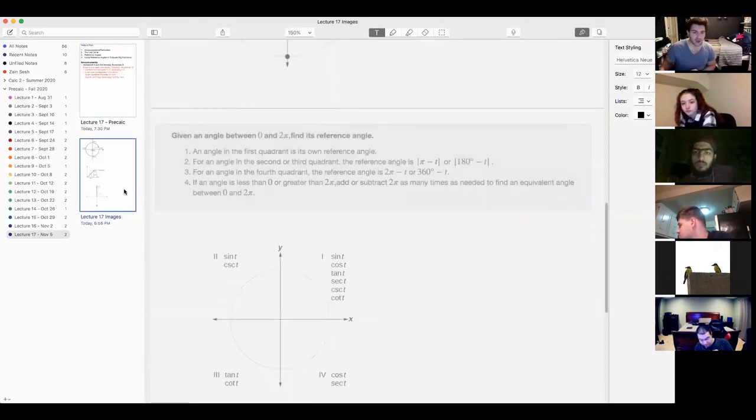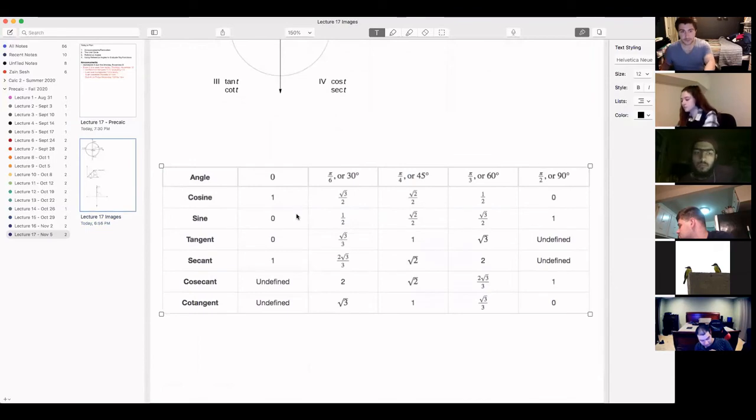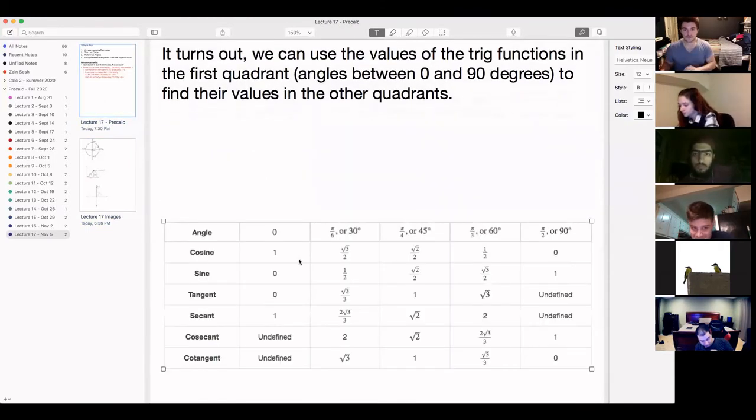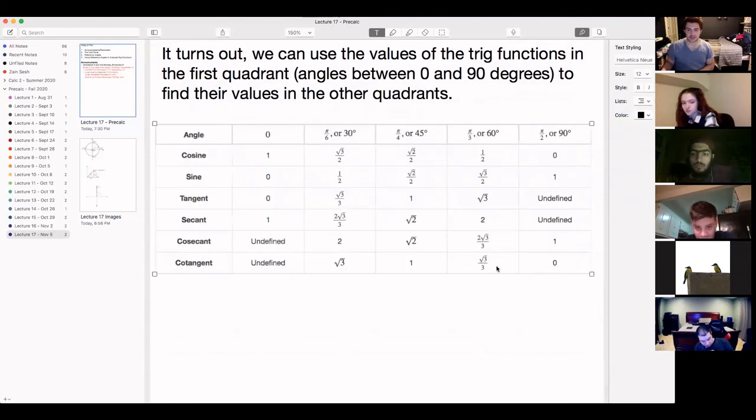Okay, good. I need to summarize all of our values so far. So here's a trig table. I know this looks a little overwhelming, but this is really everything that we've done already. It tells us our cosine, sine, and the rest of our trig functions evaluated at each of the special angles. For instance, cosine of 0 is 1, cosine of 30 degrees is root 3 over 2, and so on. Hopefully you know how to read this table. There really is nothing new here.